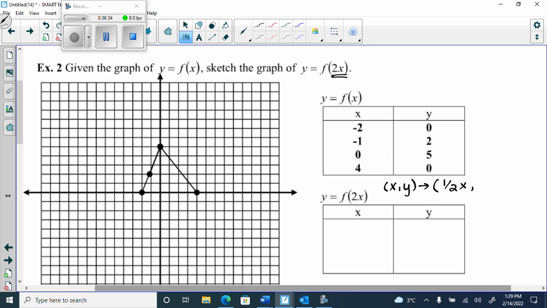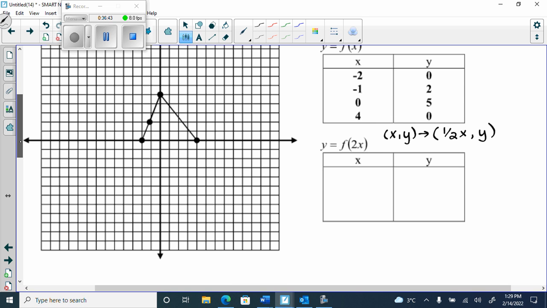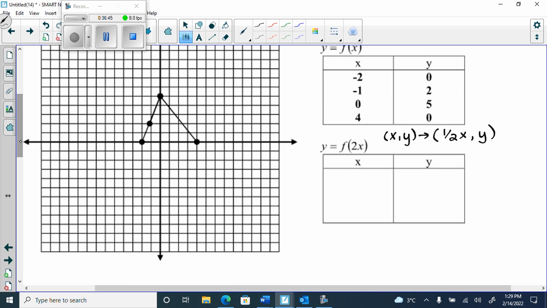Anything happening to my y's? Out here or in front of here? Nope. So my y's are going to stay the same. So we're going to apply our mapping. -2, 0 is going to become 1/2 times -2, 0, which is -1, 0.